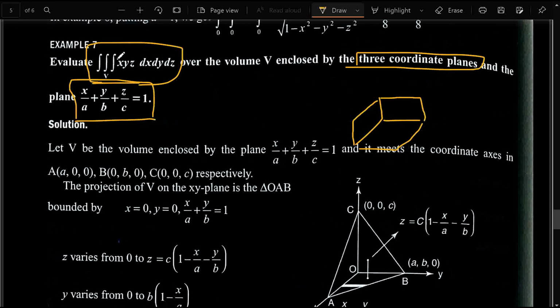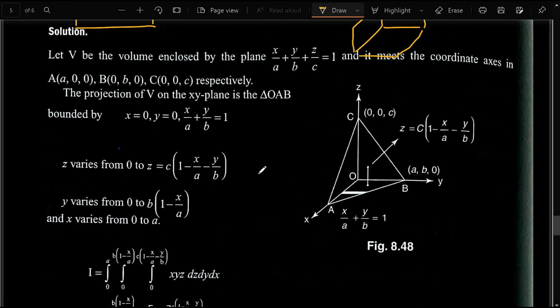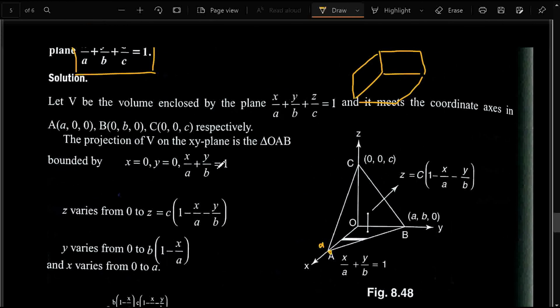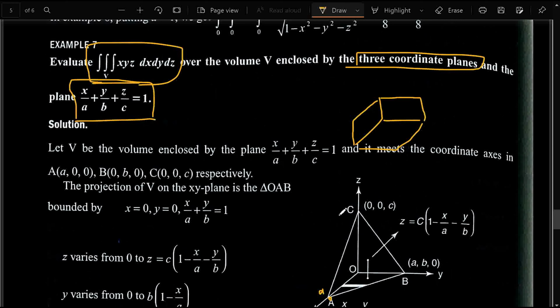So how to plot this? How do we know what this equation looks like? Simple. Just substitute 0 in y and z, so you get x is equal to a. Just point it there, and as usual, by putting x and y as 0, you get z is equal to c.